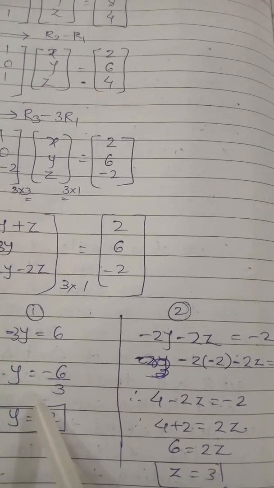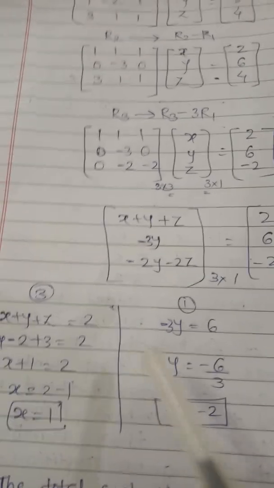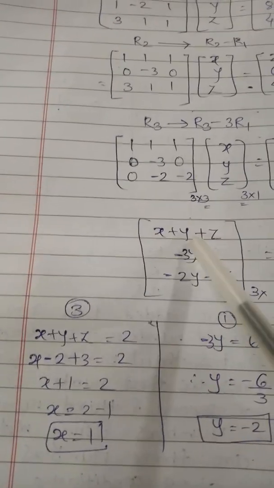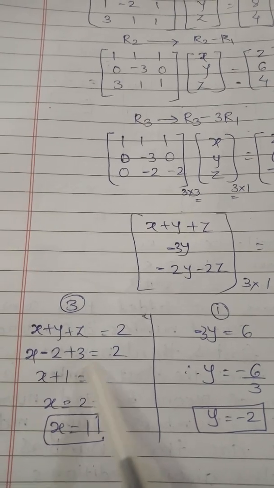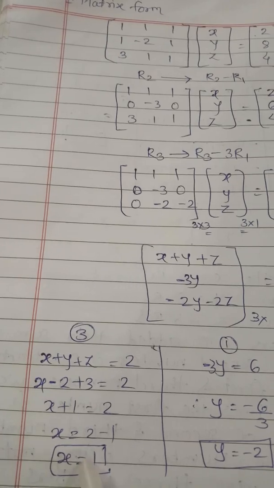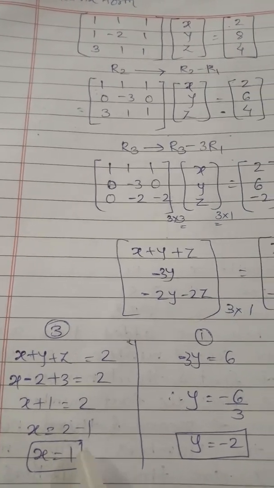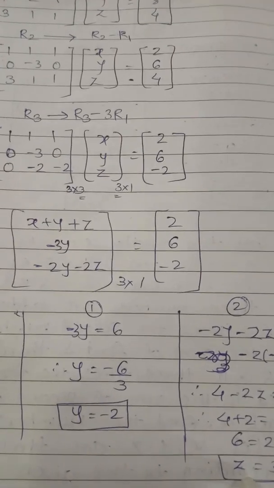Now we put these both values, y is equal to minus 2 and z is equal to 3, in the first equation, x plus y plus z is equal to 2. By putting these values, 2 minus 2 and z, by solving we get x is equal to 1. So these are the three numbers: x is equal to 1, y is equal to minus 2 and z is equal to 3.